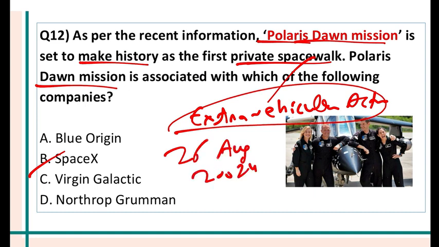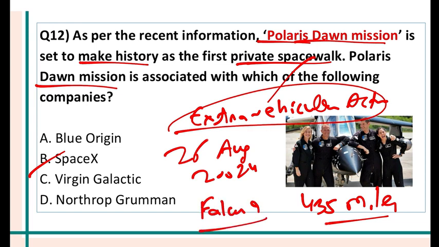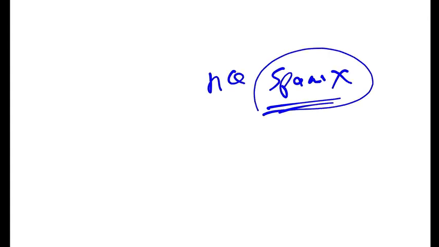It's a 5-day mission and they will go 435 miles above the Earth, and then they will do a spacewalk, right? So this mission was done using the Falcon 9 rocket of SpaceX. Also, Elon Musk, what is he doing? He is shifting the headquarters of SpaceX. SpaceX headquarters earlier was in California, but he is now moving it to Texas.